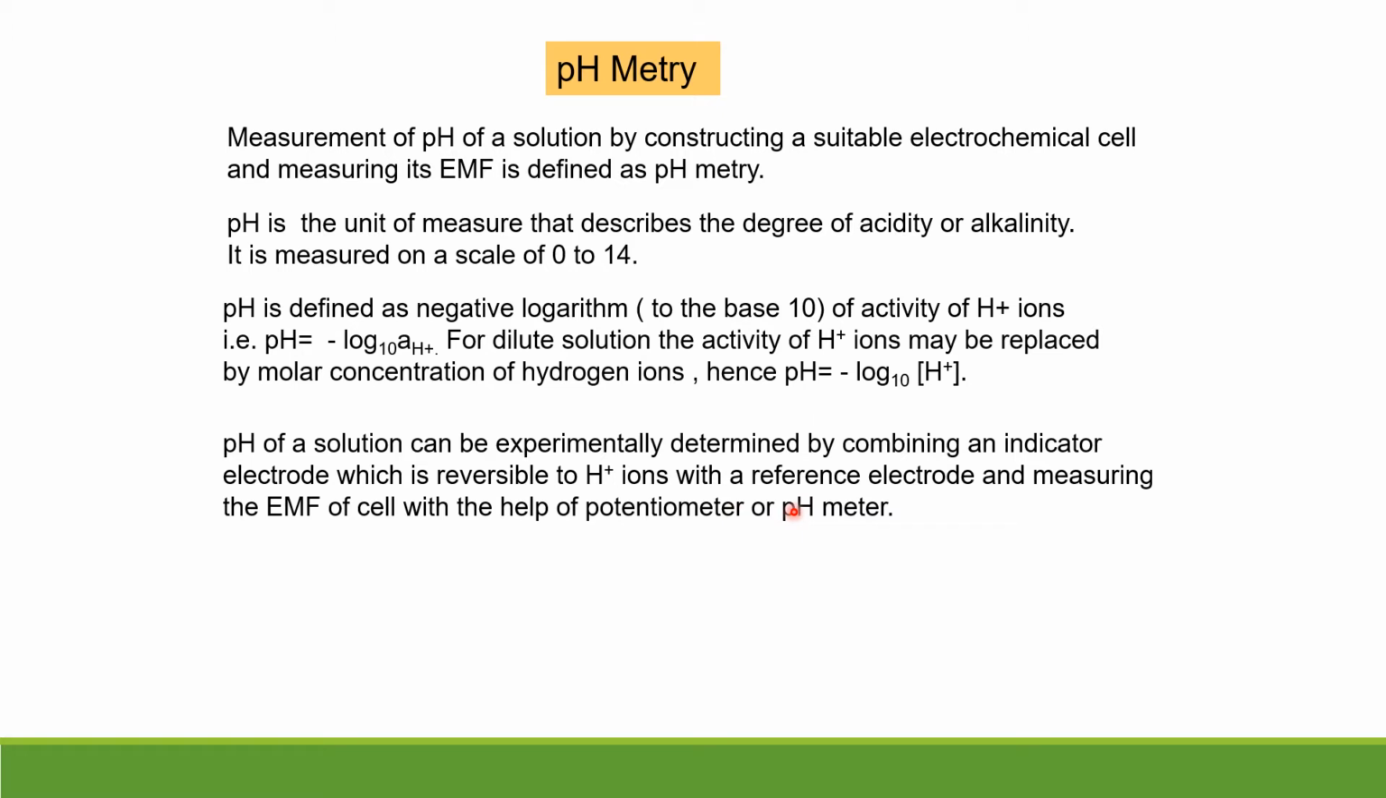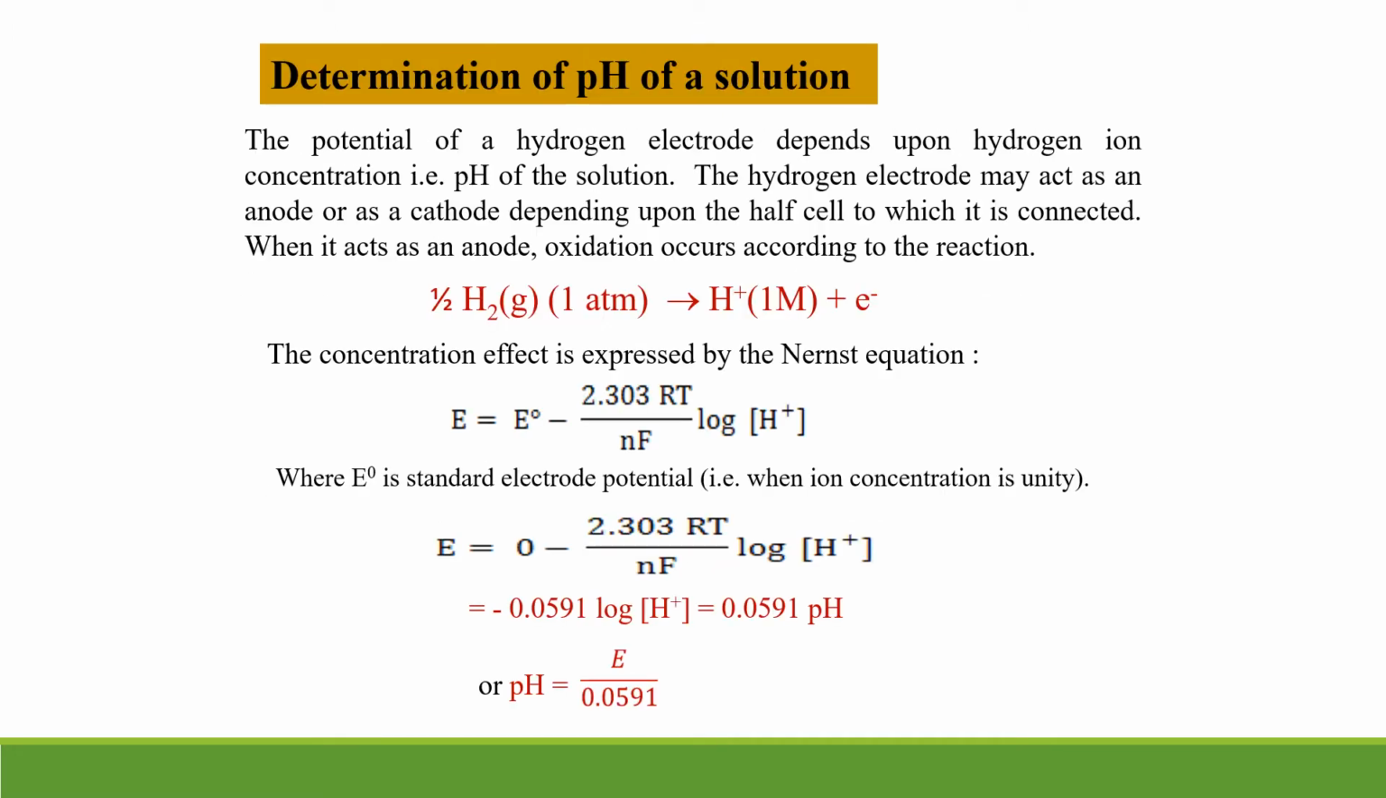So here, for determining the pH of a solution, we have to prepare, or we will assemble, an electrochemical cell which has an indicator electrode which will be reversible to H plus ion concentration, and that we will combine with a reference electrode and measure the EMF of the complete electrochemical cell with the help of potentiometer or pH meter.